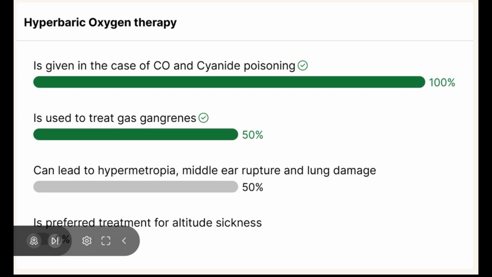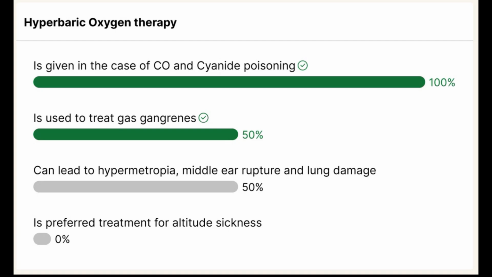All right, so this is a pretty straightforward question. And the first two options, carbon monoxide and cyanide poisoning, and using hyperbaric oxygen therapy to treat gas gangrene, are given as a list of indications for the therapy. It's there in the scripta, and it's just added here to make sure that you guys go through that and understand why it is given.